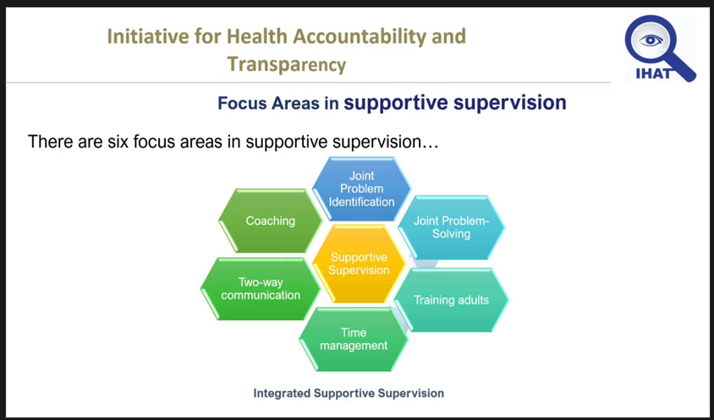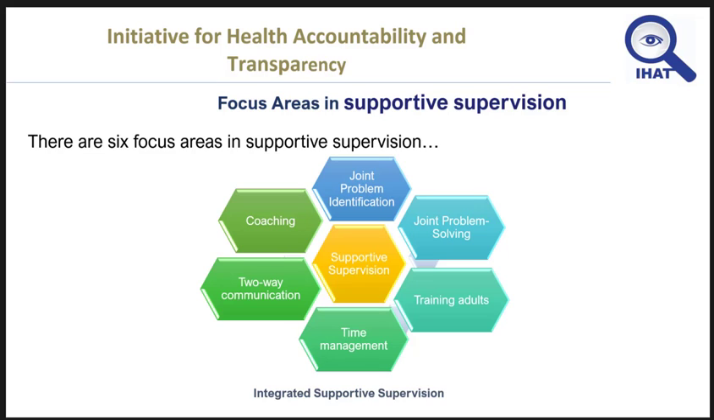There are 6 focus areas in supportive supervision. The first focus area is the area of joint problem identification. Here we are looking to see the supervisors and the supervisee come together to jointly identify problems and to see why improvement has not taken place or why there is poor delivery of quality services.